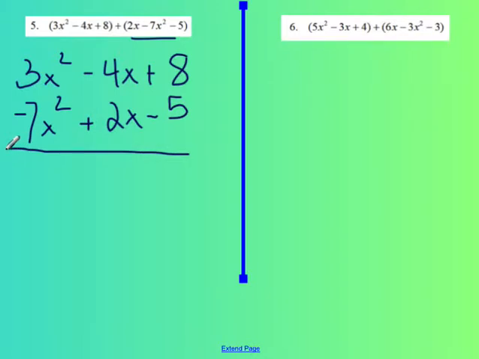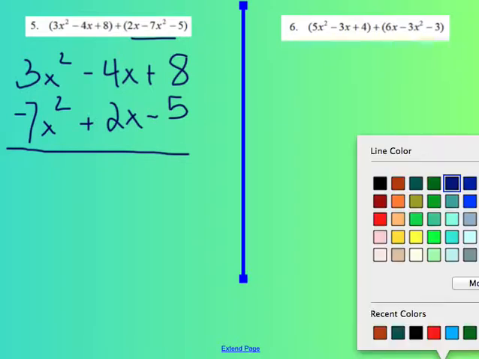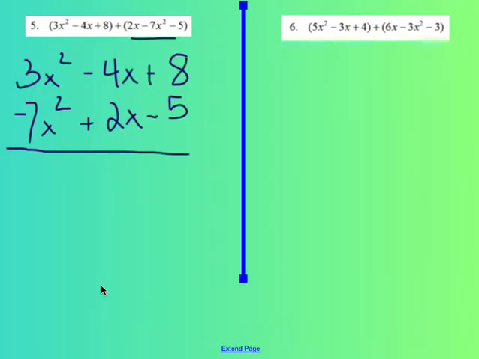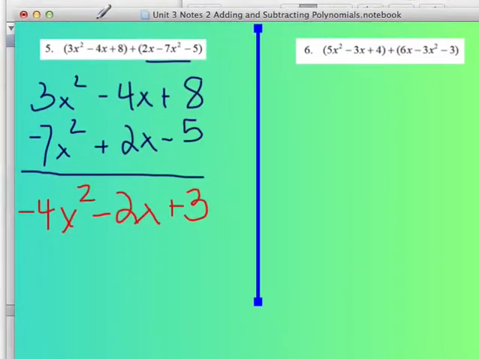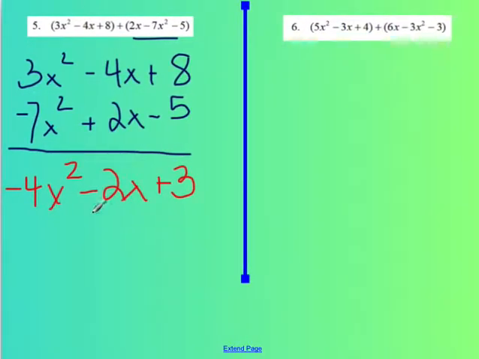I'm going to add the coefficients and keep the exponents the same. So 3 minus 7 is going to give me a negative 4, and then x squared. Negative 4x plus 2x is going to give me a negative 2x. And 8 minus 5 is going to give you 3. So this right here is your polynomial in standard form. Notice that my exponents are going in descending order. When you're adding and subtracting polynomials, you always want to make sure that your answer goes into standard form.